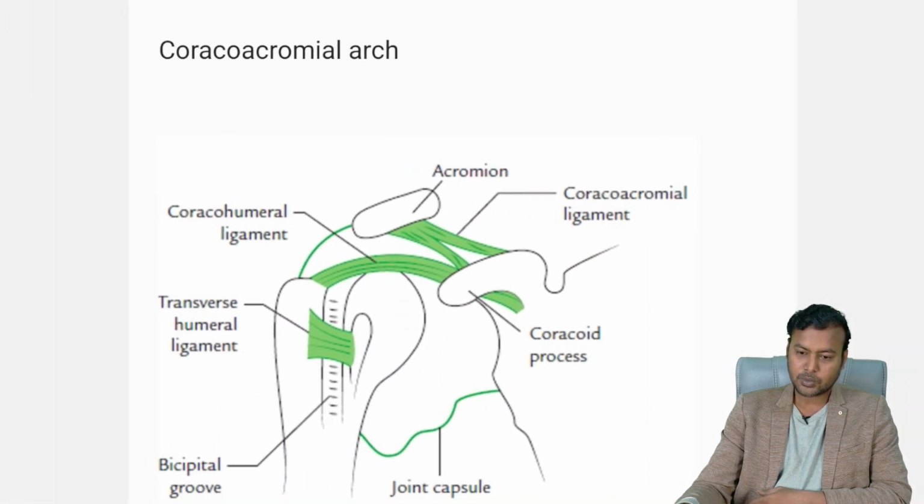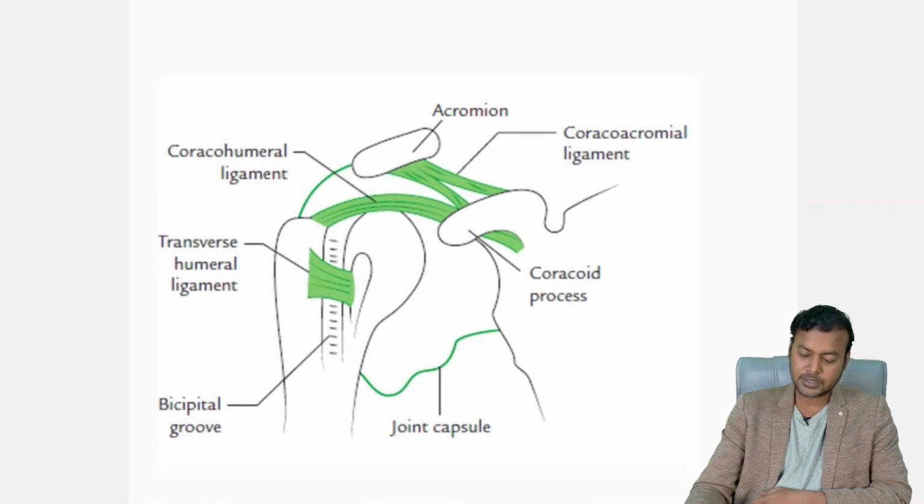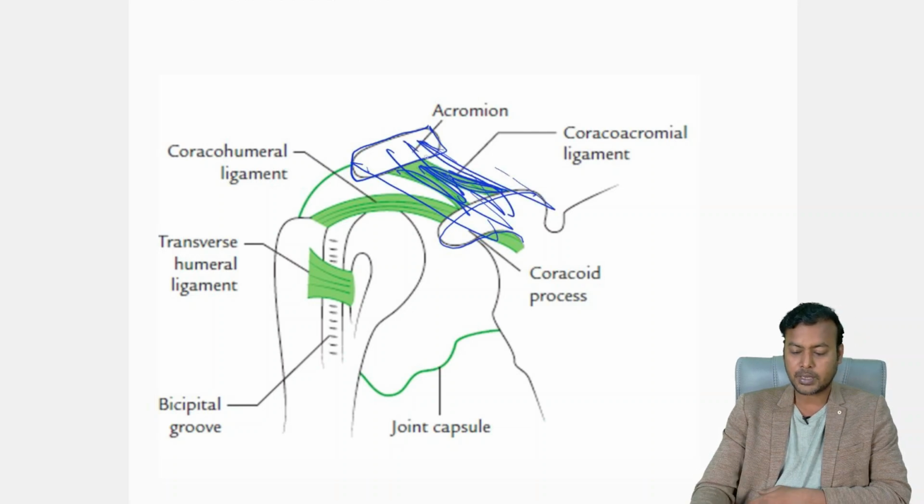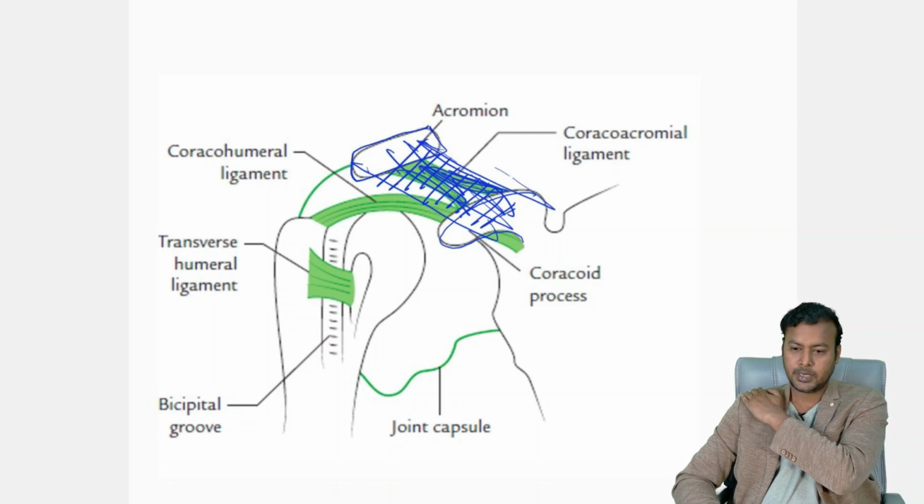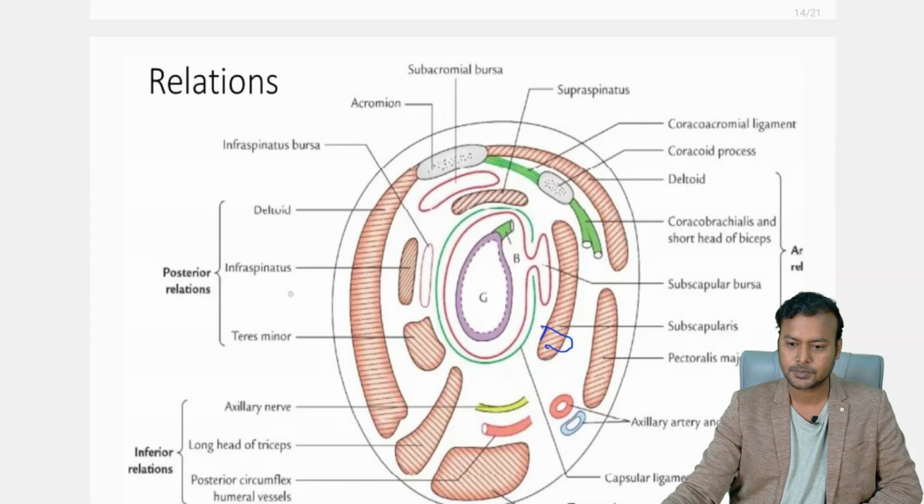The coracoacromial arch. So this I have already discussed. Here you have the coracoid process, the acromion process, and in between you have the coracoacromial ligament. Now all these three components together form the coracoacromial arch, which in turn provides a superior socket. It acts as a secondary socket for the shoulder joint.